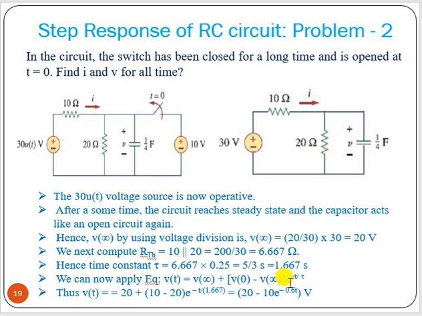and we know the equation v(t) equal to V infinity plus (V0 minus V infinity) into e to the power minus t by tau. Then you have to put in the values, and we will get the expression of the step response.